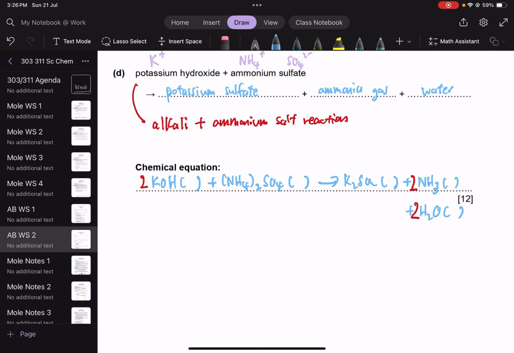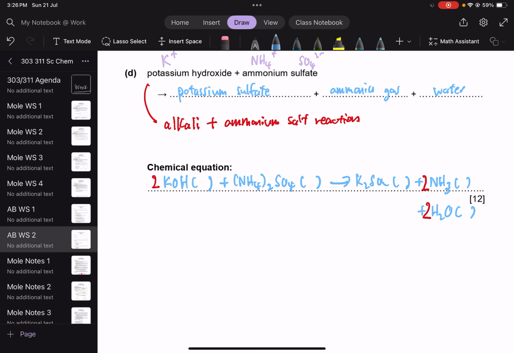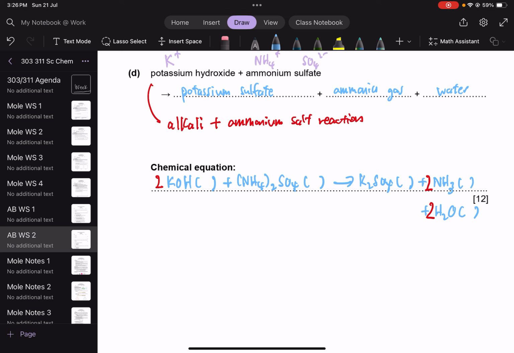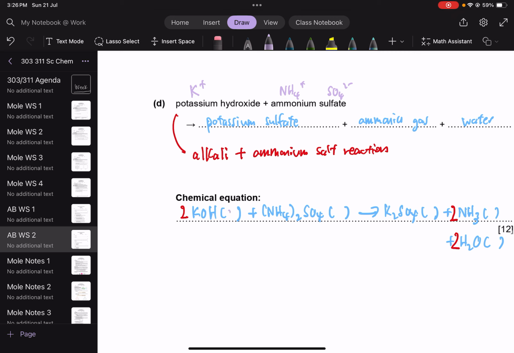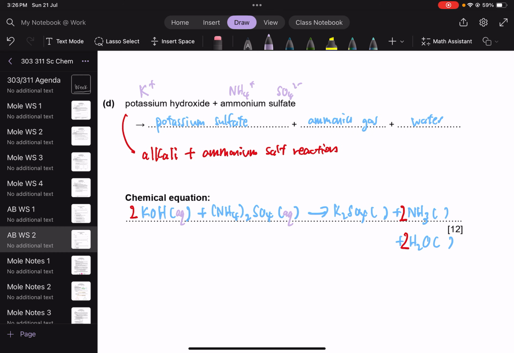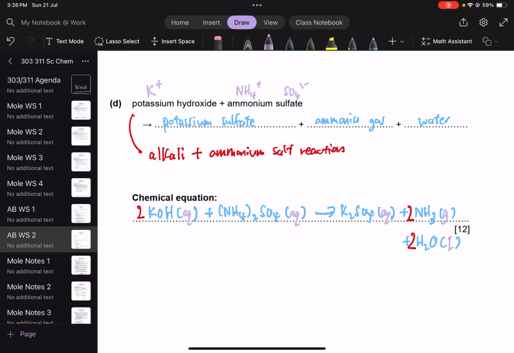Okay, so this is already balanced. Now let's just insert the state symbols at the end. KOH is soluble. Ammonium salts are all soluble. Potassium salts are also all soluble. And ammonia gas is gas, and water is liquid. So therefore, this is your answer for 11D.